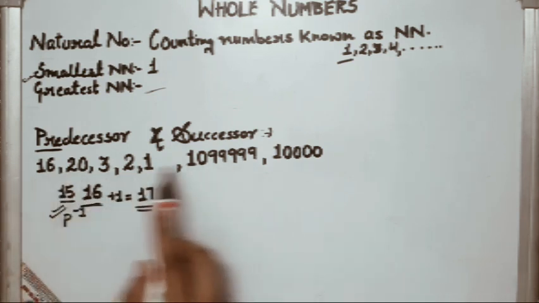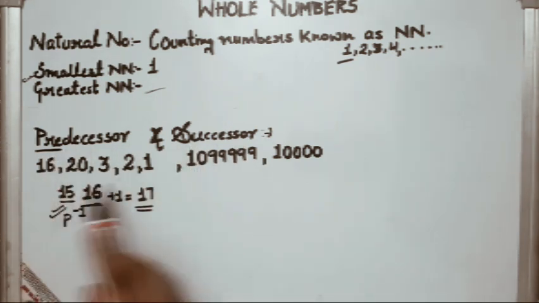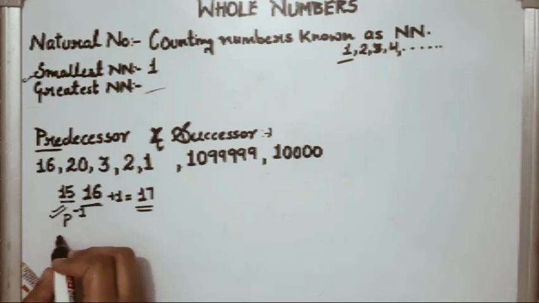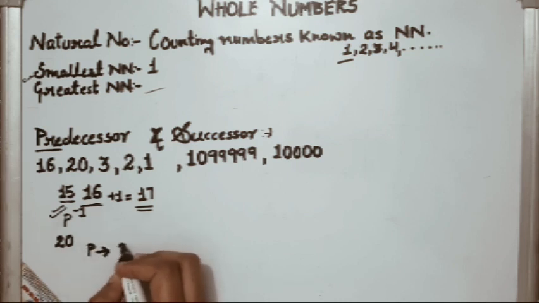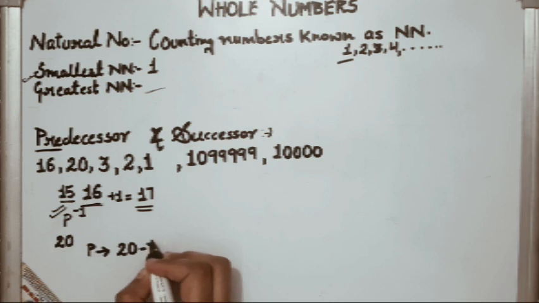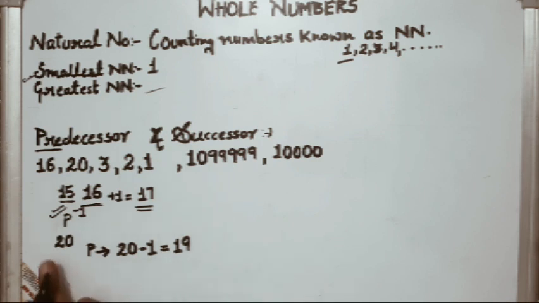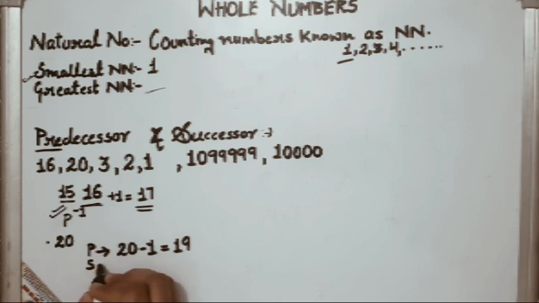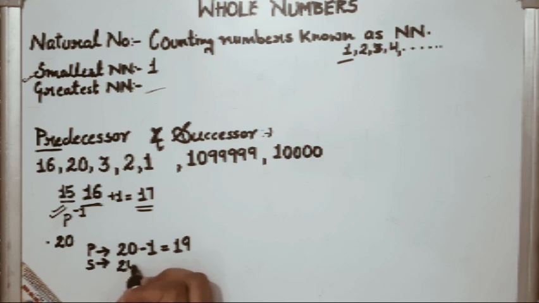Now let's take the given examples and we will calculate the predecessor and the successor of the given numbers. Now take 20. Let's first find out the predecessor. You just have to subtract 1 from the given number, and you know 20 minus 1 is 19. So the predecessor of 20 is 19. Now what is its successor? Successor means you have to add 1 to it. Now 20 plus 1 is 21.